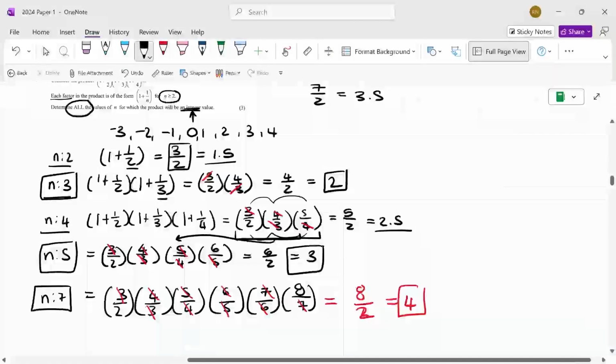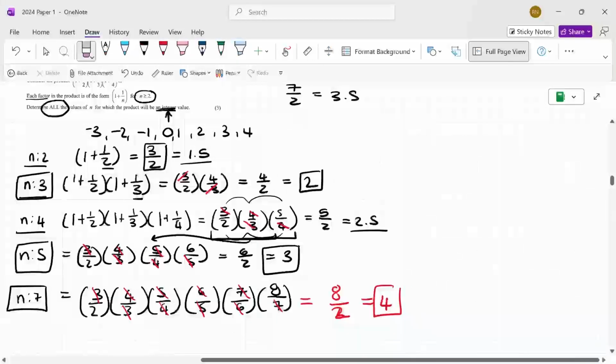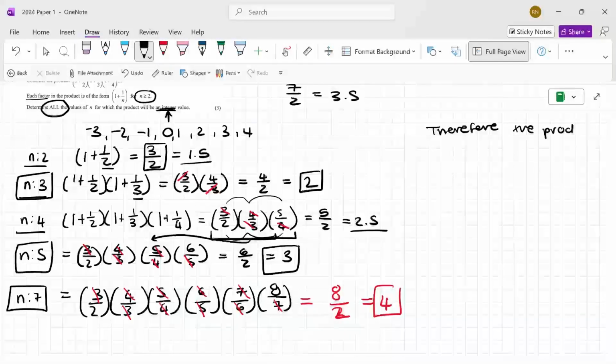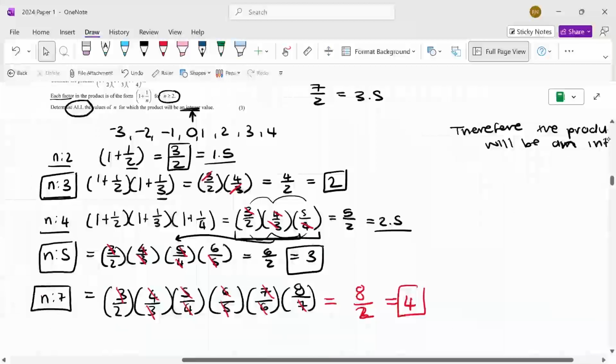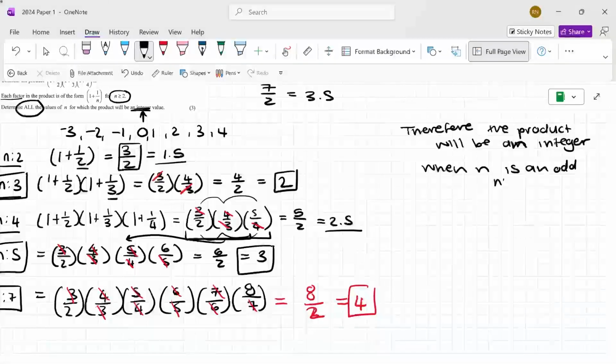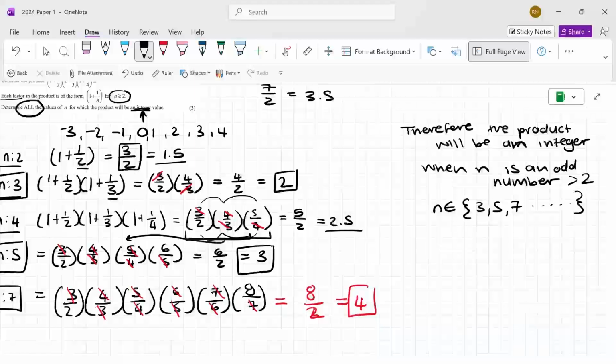And so we can conclude by saying that therefore the product will be an integer. The product, the multiple of all of these, will be an integer when n is an odd number. But it has to be an odd number greater than 2. If you want to write it out, you can write n as an element of 3, 5, 7, and so on.